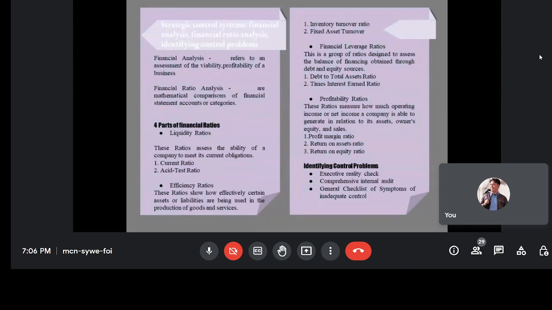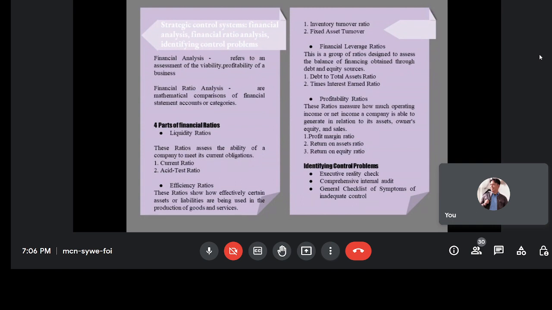Next is the comprehensive internal audit. An internal audit is one undertaken to determine the efficiency and effectivity of activities of the organization. It aims to detect dysfunctions in the organization before they bring bigger trouble to the management.